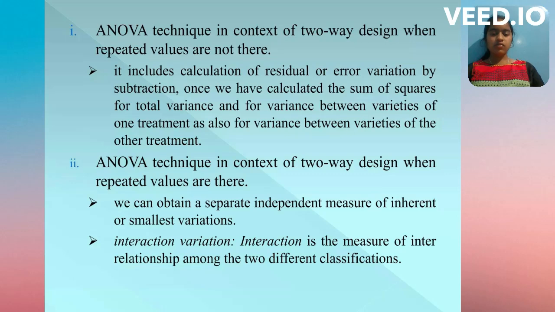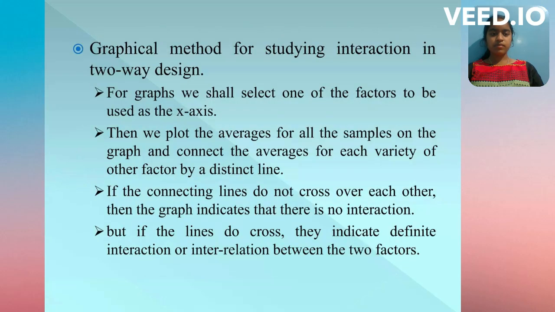Interaction is a measure of interrelationship among two different classifications. Graphical method for studying interaction in two-way design. For graphs, we shall select one of the factors to be used as the x-axis. Then we plot the average for all samples on the graph and connect the average for each variety of other factors by distinct lines. If the connecting lines do not cross over each other, then the graph indicates that there is no interaction. But if the lines do cross, they indicate definite interaction or interrelationship between the two factors.